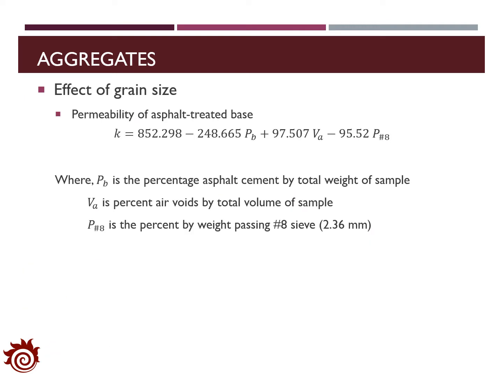We also have the equation to estimate the permeability of asphalt-treated materials. The linear equation here shows the relationship between the permeability and the three variables, PB, VA, and P number 8. In the equation, PB is the percentage of the asphalt cement by total weight of the sample. VA is the percentage of air voids by total volume of sample. P number 8 is the percentage by weight passing number 8 sieve, with the size of 2.36 millimeters.